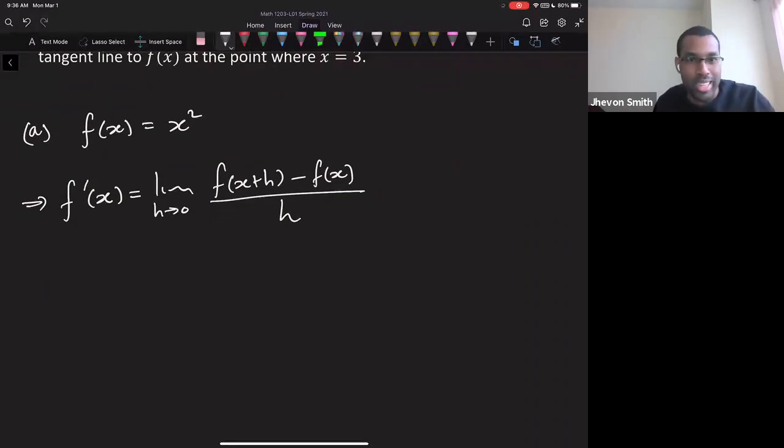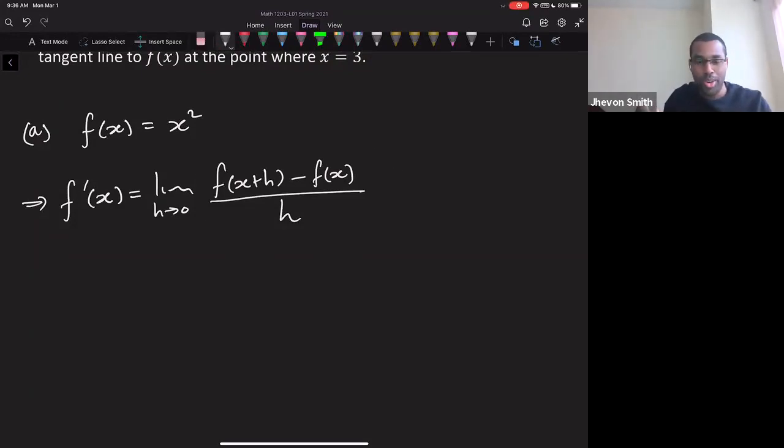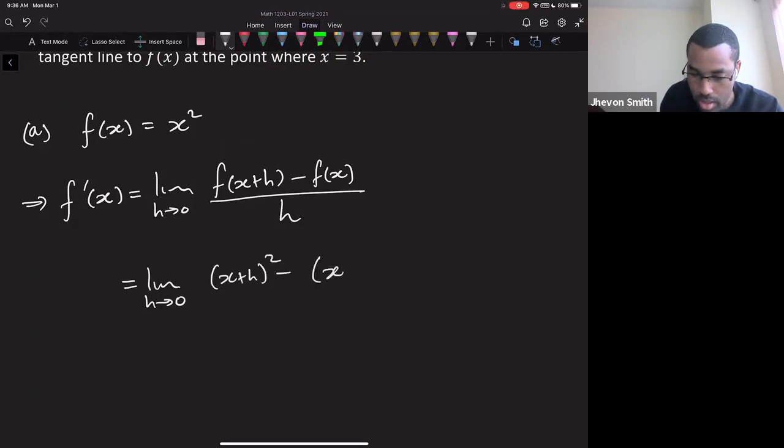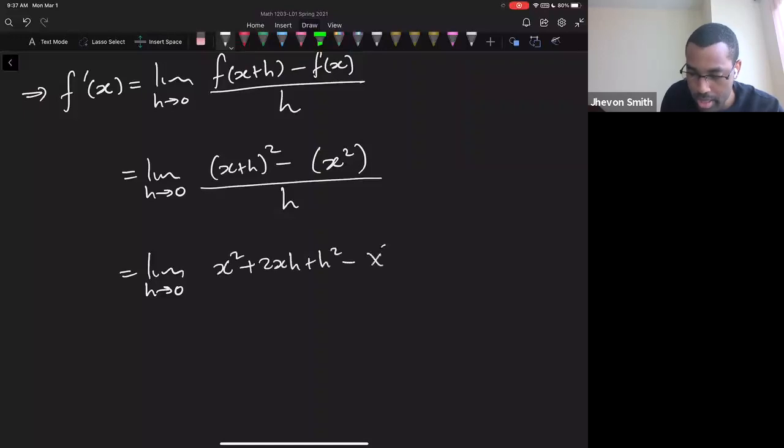Literally on day one of class, we looked at how to compute this without the limit part, so hopefully we don't have to go over that again. f of x plus h means everywhere you see x, you replace it with x plus h. Do not distribute powers across sums. This is x squared plus 2xh plus h squared minus x squared.